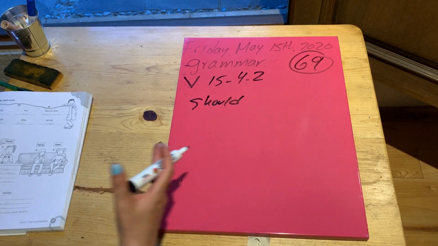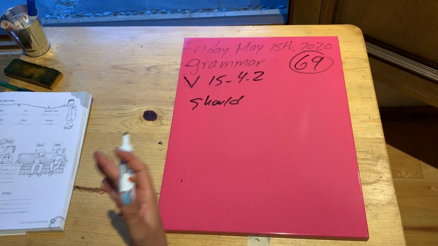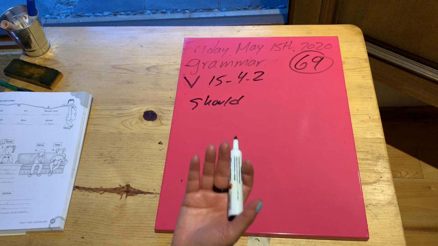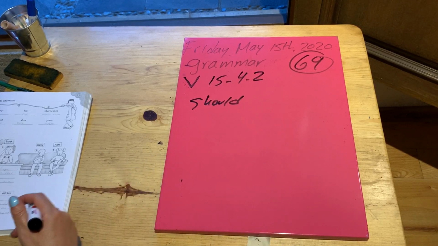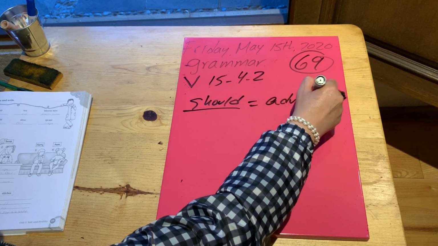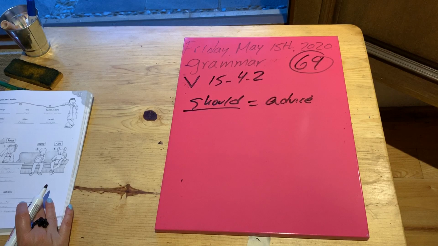Okay. Should. Okay? So, you should go to the doctor. You should do your homework. You shouldn't eat junk food every day. You should eat vegetables. You should drink water. Okay? Yes? Should. So this is advice. Okay. So give the children advice. X-ray, eyes, soap and water, stitches.